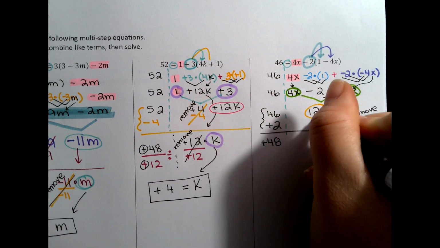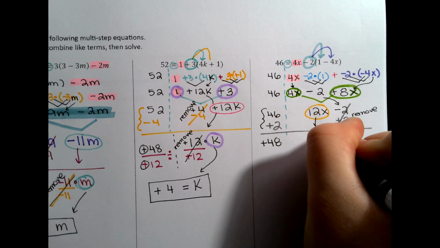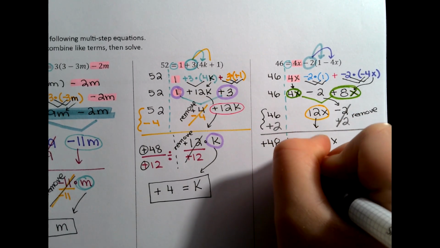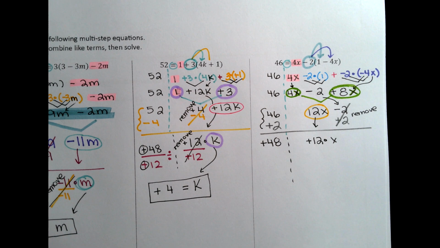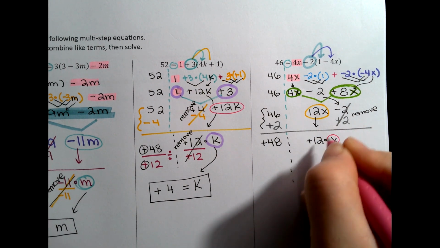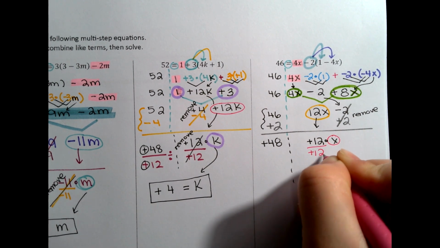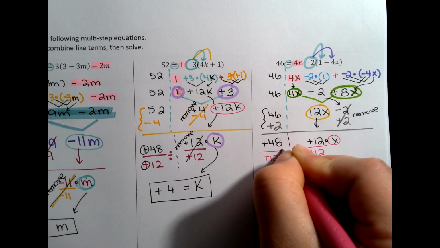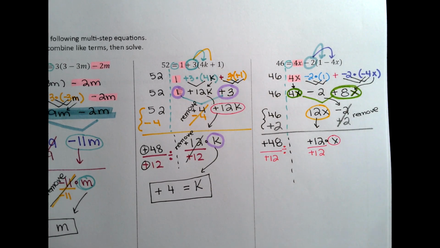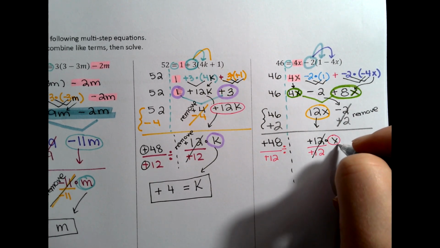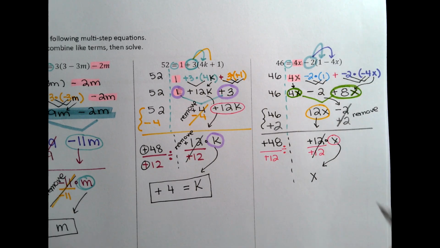Positives. Here we're bringing down a +12 times x. Extend your dotted line. Our task here is to get x by itself. It is attached to a +12. We are removing that +12 by division. On one side, we are dividing. On the other side, we are removing. We are removing these 12s on the right-hand side to get x to be alone.